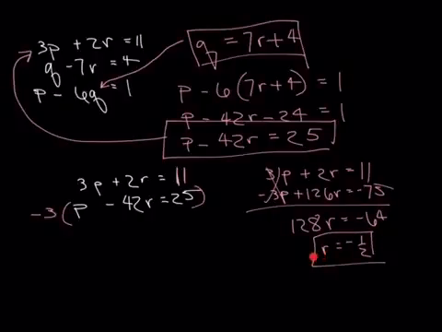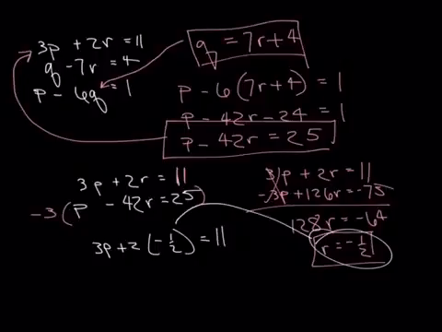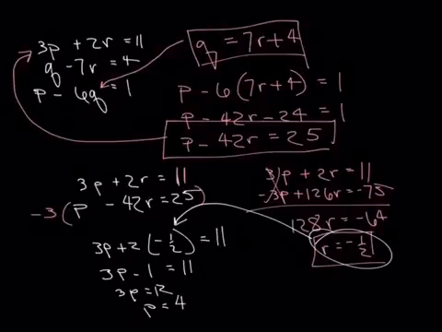Now I go to an equation that has two variables to find my third one. Doesn't matter. I can take one of these, I can take one of these. Doesn't really matter. So let's just grab this one. So I've got 3p plus 2 times negative 1/2 equals 11. So I took this and put it in here. So 3p minus 1 equals 11. So that's 3p equals 12. So p equals 4. So now I have an r of negative 1/2. I have a p of 4.